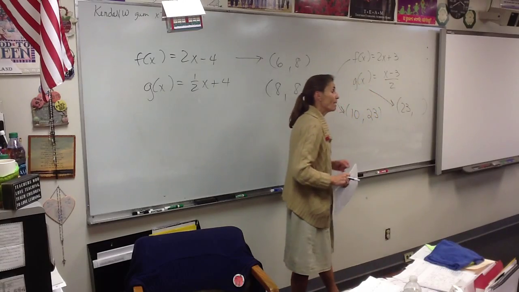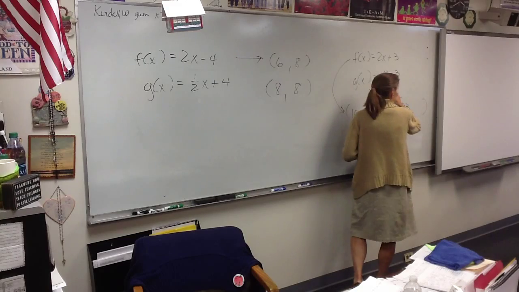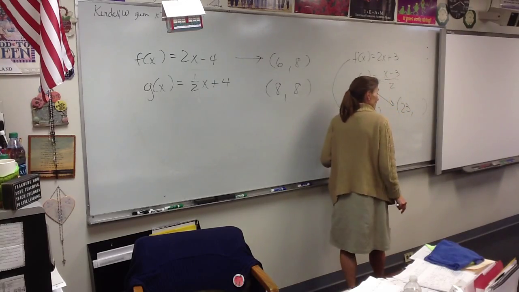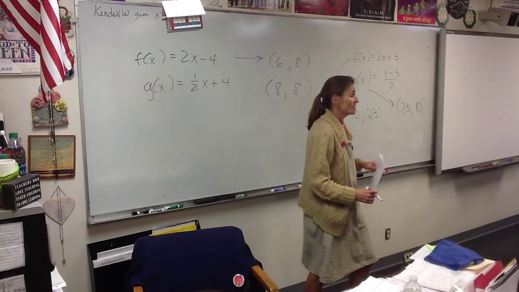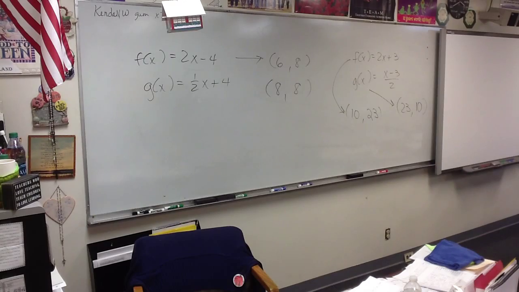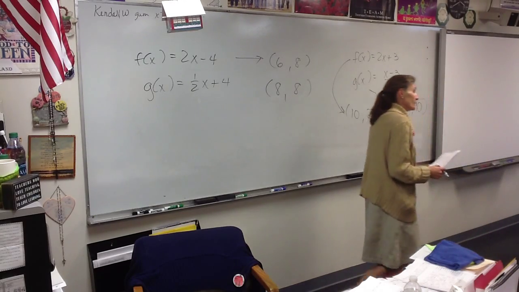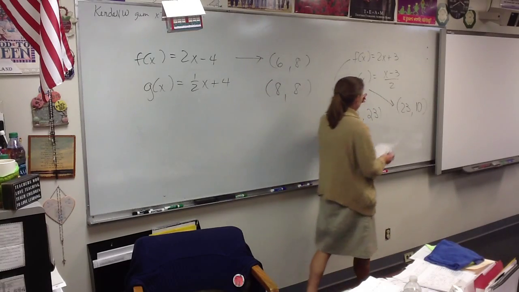And what had better happen if they're inverses? All right, let's see. Do I get 10 when I put it in? 23 minus 3 is 20, divided by 2 is 10. Guess what? They are inverses. Why are they inverses? Because their ordered pairs are flips of each other, reverses of each other. So did you put in 23 for the x in g of x?